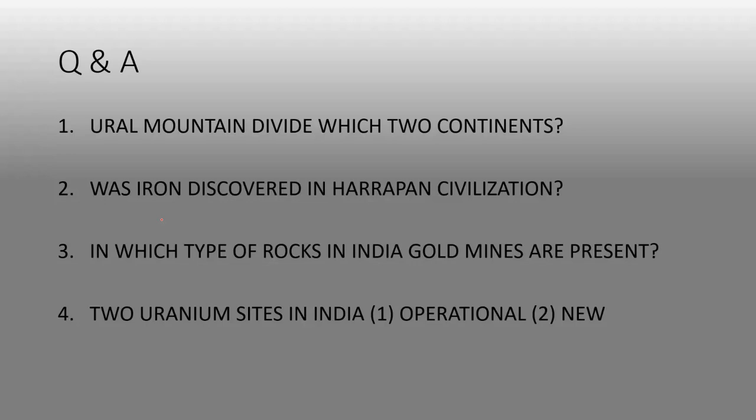Fourth one is, there are two uranium sites in India. One is commercially available and operational, and the second one was newly found just six or seven months ago. You have to tell me the name of the place where the operational site is located, and the state where the new ore has been found. Hope you guys understand.